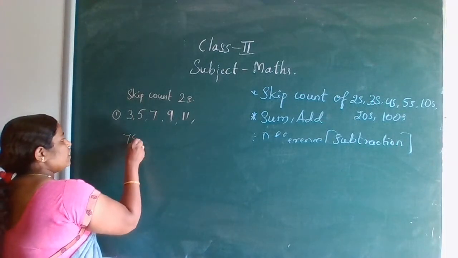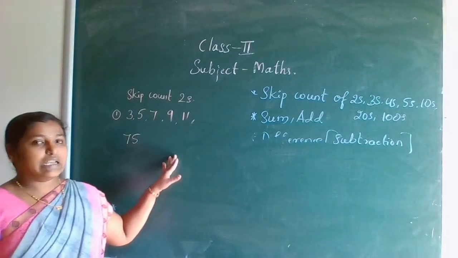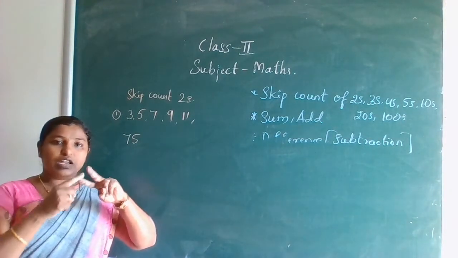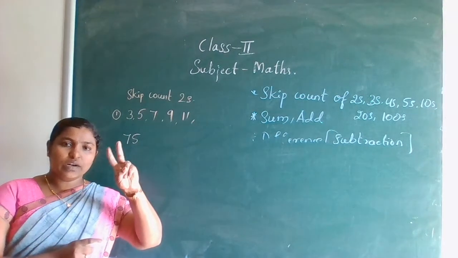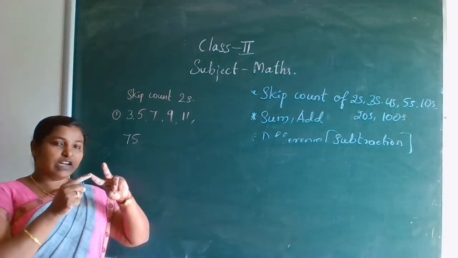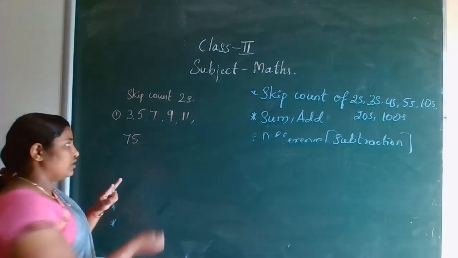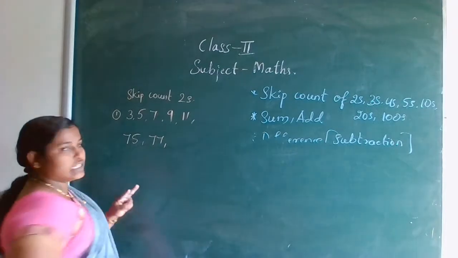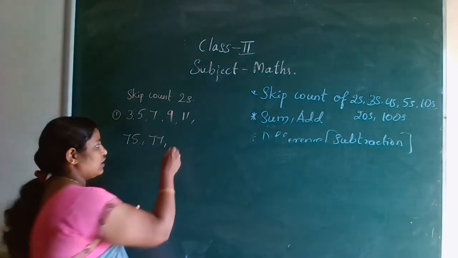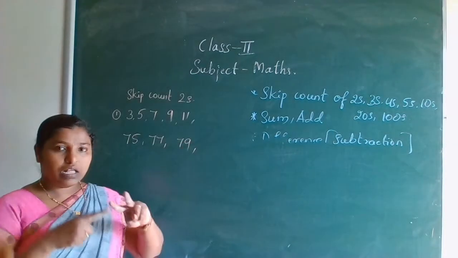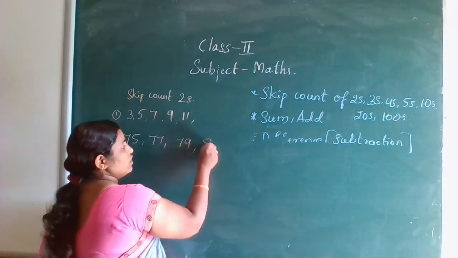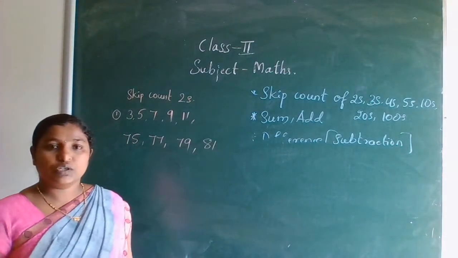If they give 75, after this write skip count 2s. 75 don't consider in the finger. Skip count 2s means hold 2 fingers. 75 leave. After that you read 76, 77. The next number will be 77. Then 78, 79. Then 79 finished. 80, 81. This is skip count 2s.